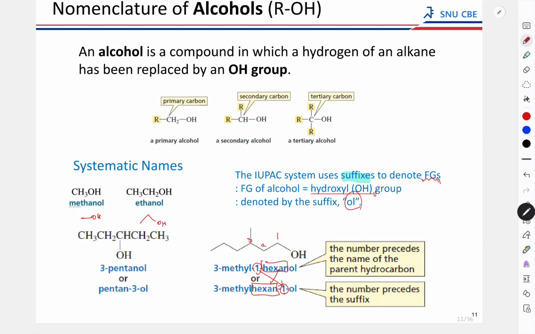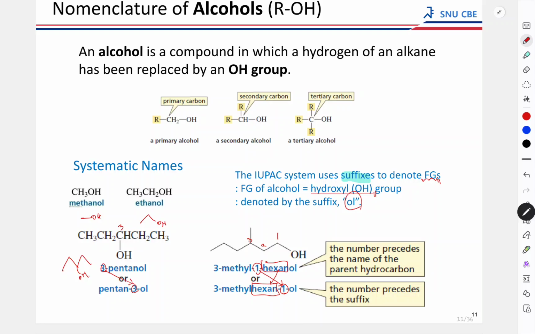What about this one? This is going to be the pentanol, with the 3 position. You should specify the location of the OH group attached at the 3 carbon, so this can be 3-pentanol. Again, you switch the E with OL. Without the alcohol, this is supposed to be pentane, but you switch the E with OL, so it's going to be pentanol, but you should specify the location where the OH is attached.